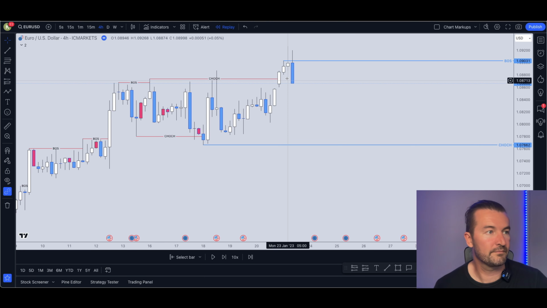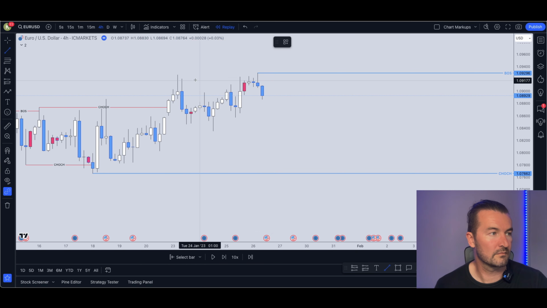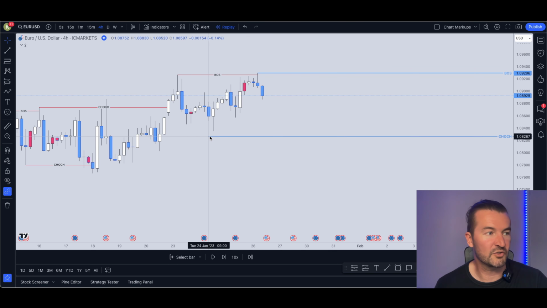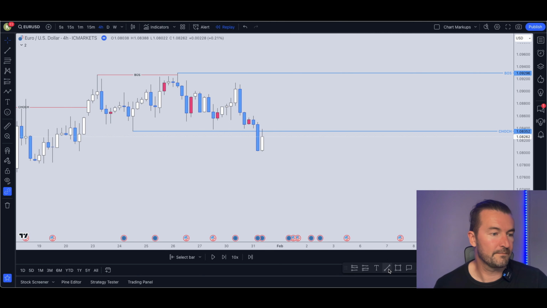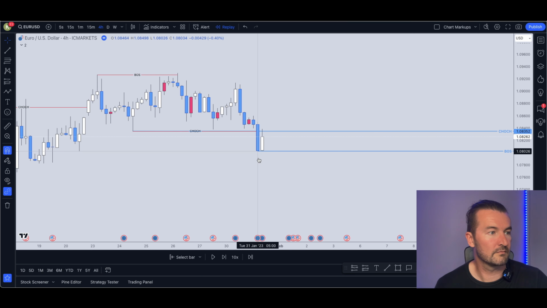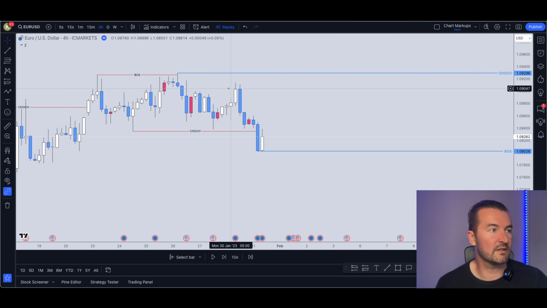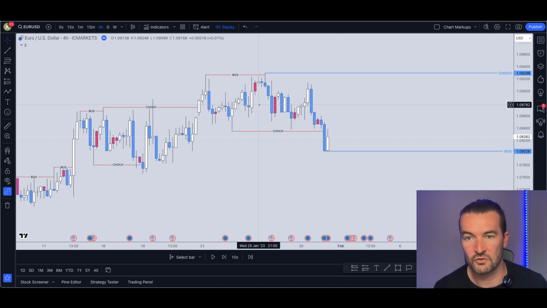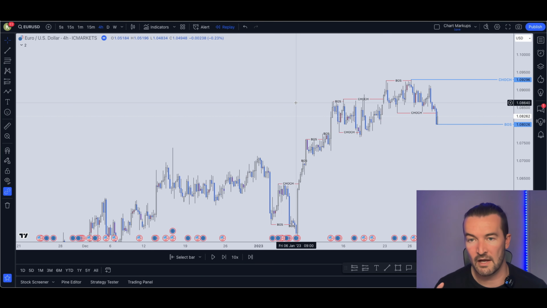Let's keep clicking. Get BOS with a wick. We move our ChoCh to the lowest point. And then we finally get ChoCh with a body, which means we grab BOS from the top, move it to where it needs to be, get ChoCh, move it to the furthest point, and we have our potential trend change.